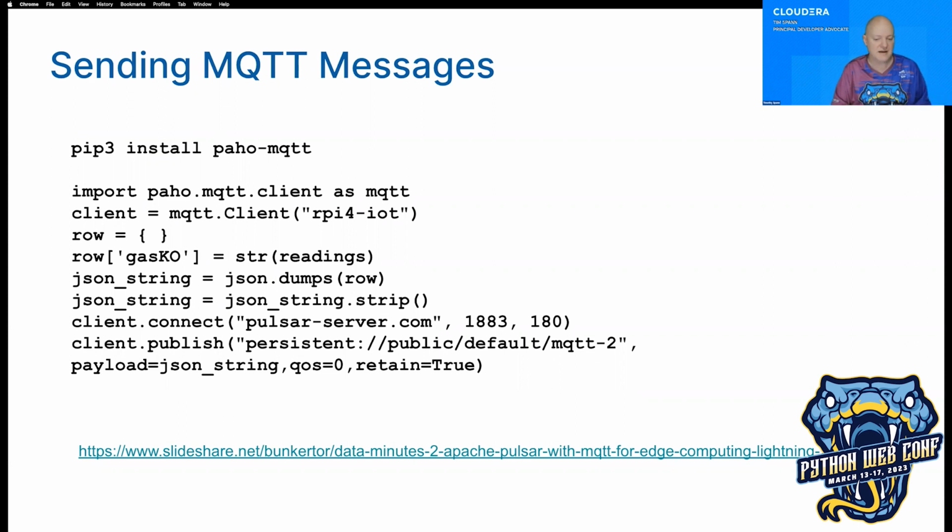Here I connect to the topic. You can see that's the Pulsar format because it's actually MQTT to Pulsar. Doesn't really matter, but pretty easy. Send my payload, give it a quality of service attribute, and say retain the message after we send it. So this will expire later and not immediately.